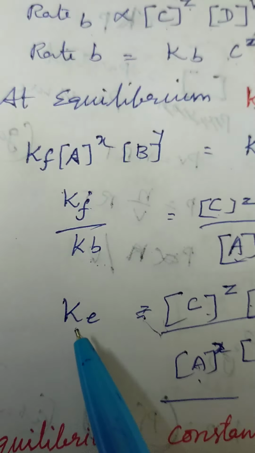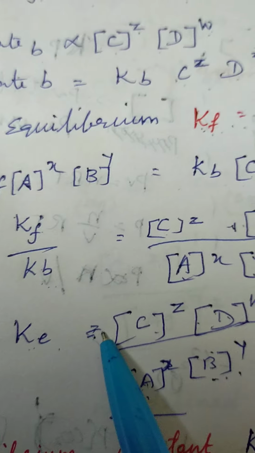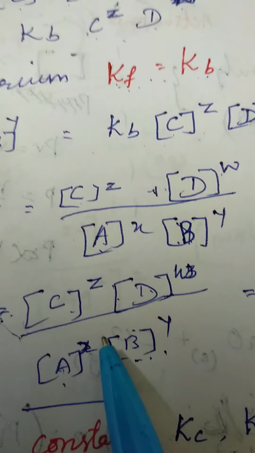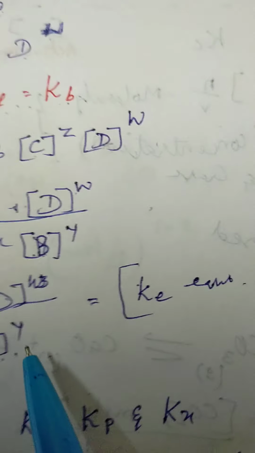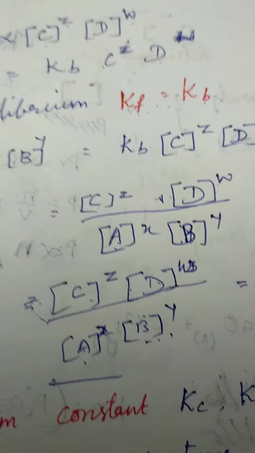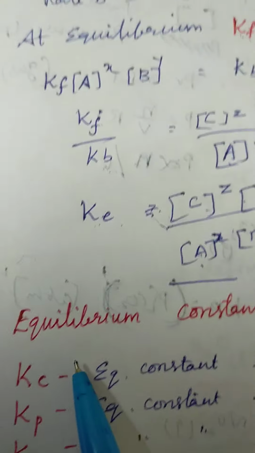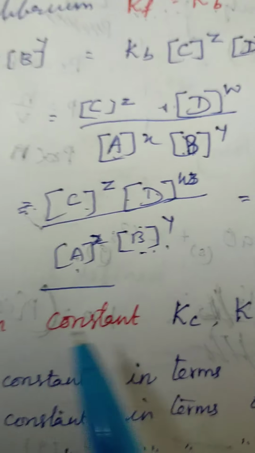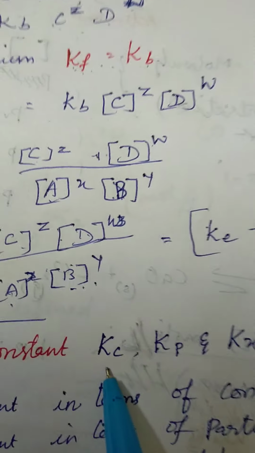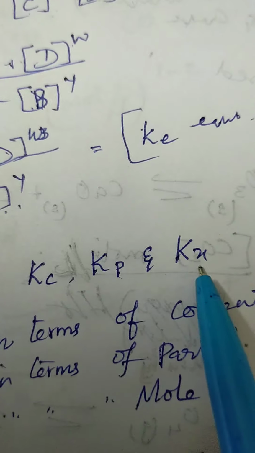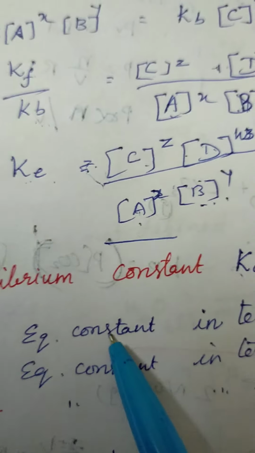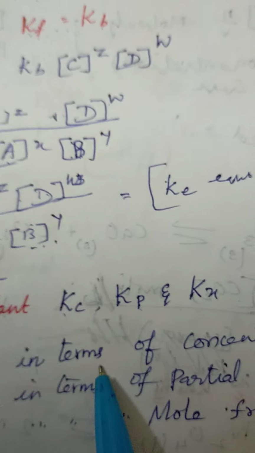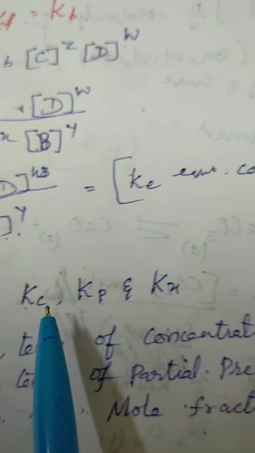That is, the equilibrium constant is equal to product divided by reactants, with the coefficients. Here we are introducing another term, that is the equilibrium constants Kc, Kp and Kx. Kc, what is Kc? Kc is the equilibrium constant in terms of concentration.